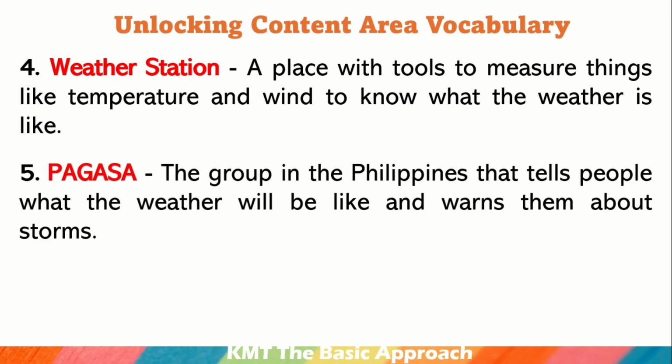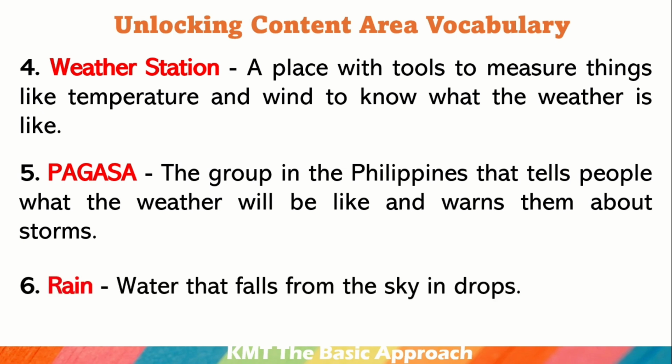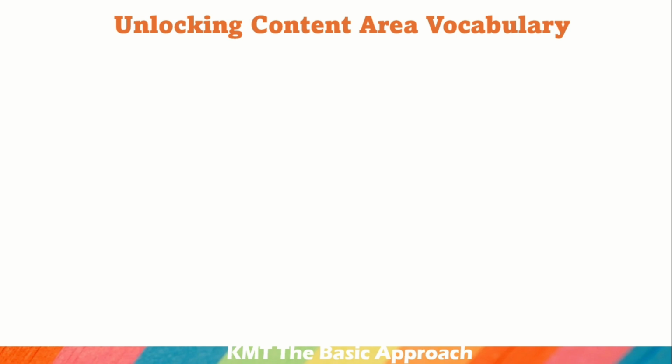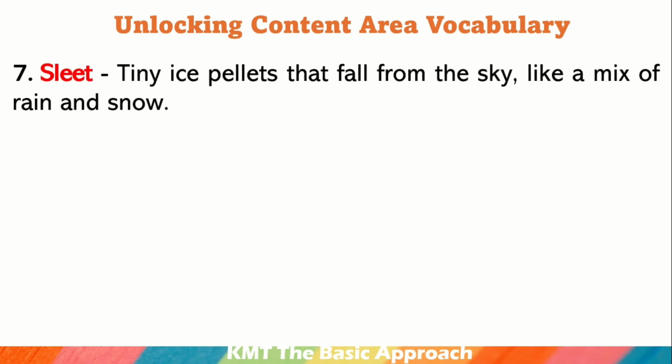Number 5. Pag-asa. The group in the Philippines that tells people what the weather will be like and warns them about storms. Number 6. Rain. Water that falls from the sky in drops. Number 7. Sleet. Tiny ice pellets that fall from the sky like a mix of rain and snow.